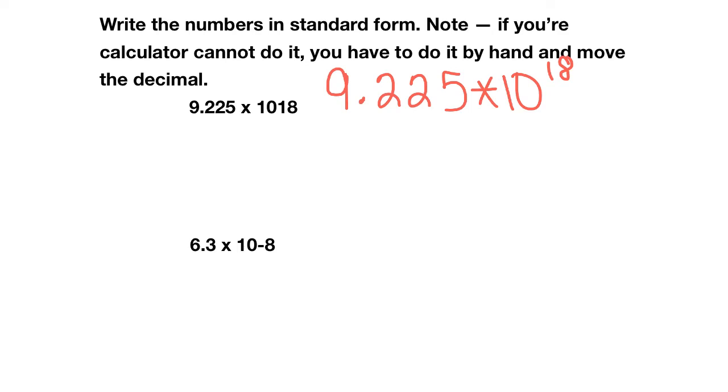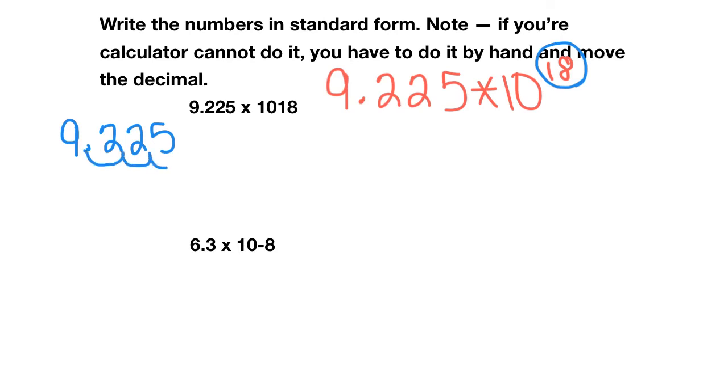We're going to start with 9.225, and my exponent is 18. That means I need to move my decimal 18 places. And I'm going to move it to the right because my exponent is positive, telling me that I'm going to have a very large number. So I'm going to begin counting.